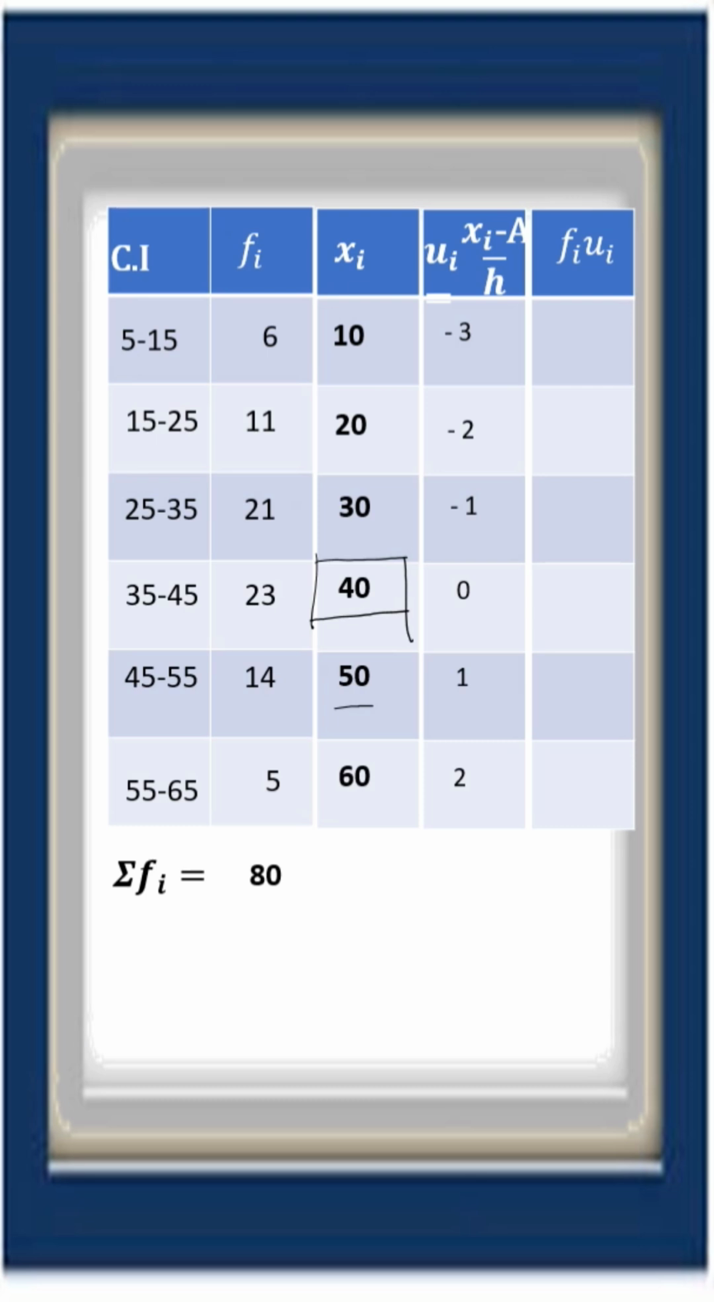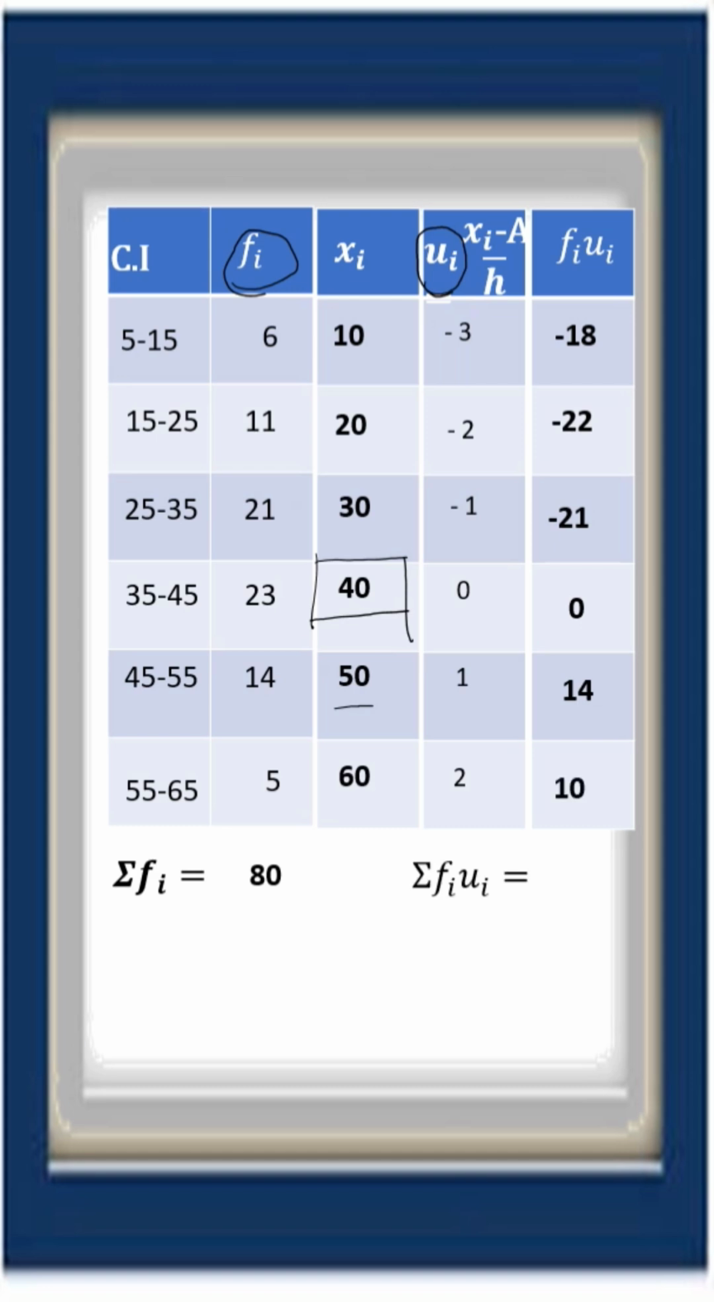We have already created the column for fi ui, which means you have to multiply frequency as well as ui. 6 into minus 3 is negative 18. 11 into negative 2 is minus 22. 21 into minus 1 is minus 21. 23 into 0 is 0. 14 into 1 is 14. 5 into 2 is 10.